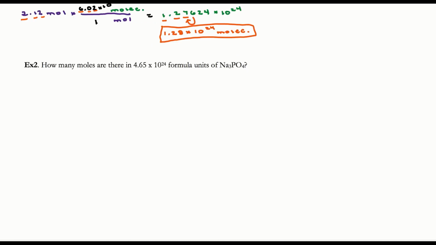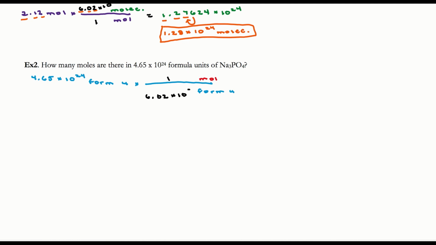I give you 4.65 times 10 to the 24th formula units. That's my given. So I'm going to write this as form U. Okay, and so to get out of form U, because I want to get into moles, I'm going to put formula units on the bottom, and I'm going to put moles up top. Okay, and I know that 1 mole is 6.02 times 10 to the 23rd formula units.